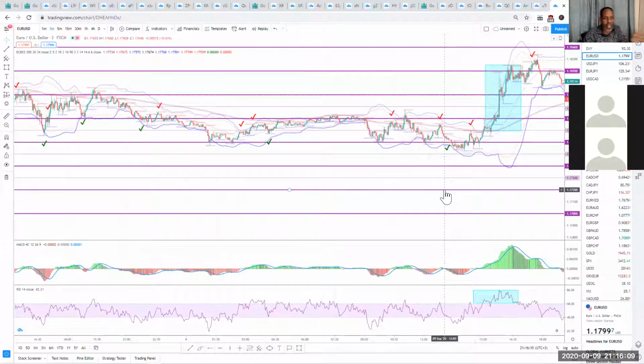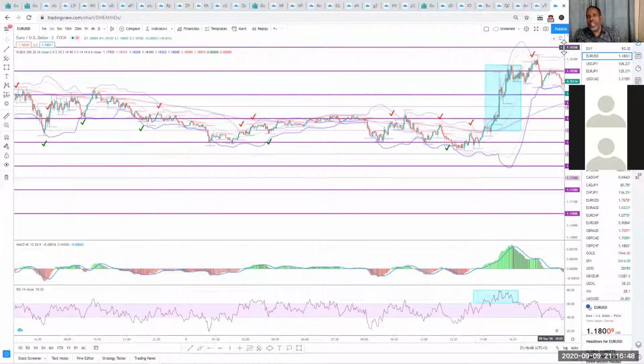And by the way, it's not difficult, guys, to draw these lines. You just look at a reasonable level between one to another, and normally the big lines are even numbers. So you can see this one here is 1.17600. That's an even number. This is 1.17400. This is 1.17200. This is 1.17000, and so on. This is 1.18200.